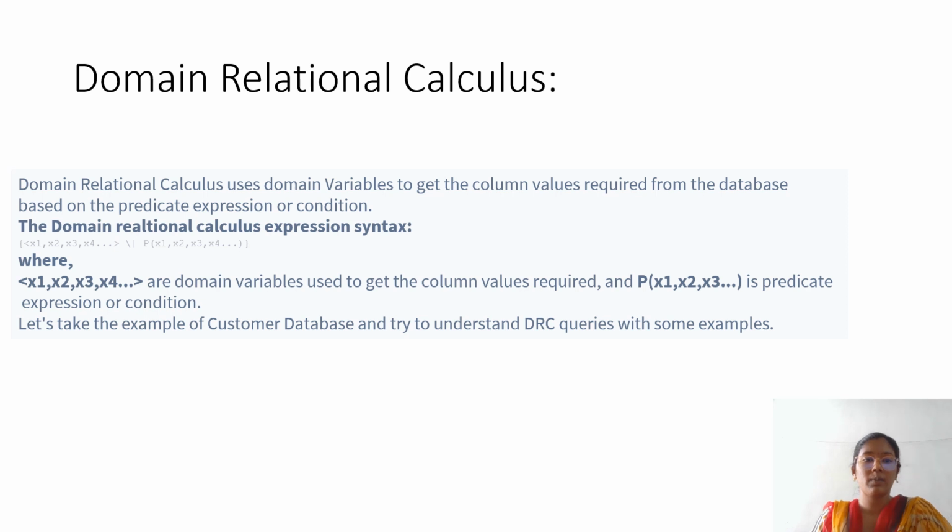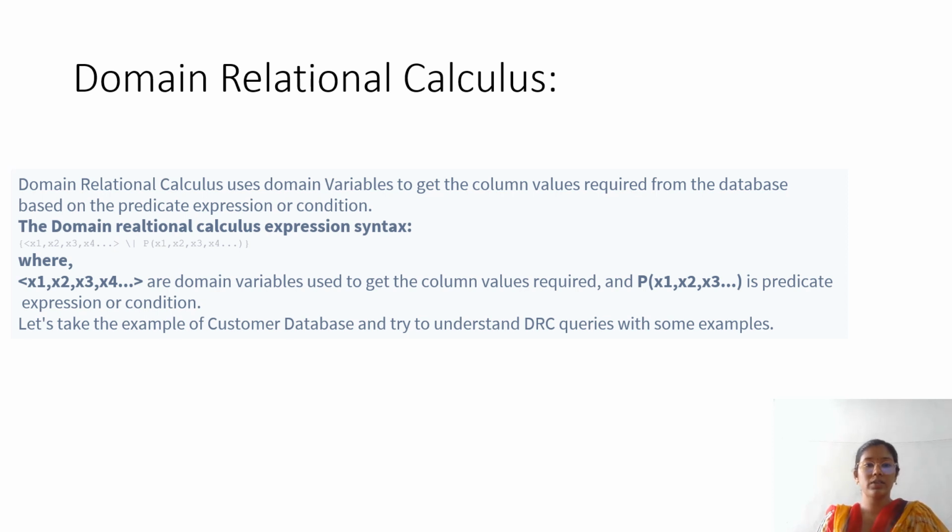Next comes domain relational calculus. Domain relational calculus uses domain variables to get the required column values from the database based on the predicate expression or condition. Here is the expression syntax. It consists of a group of domain variables that we are going to check, where x1, x2, x3 and so on are domain variables used to get the required column values, and P(x1, x2, ...) are the predicate expressions or conditions.